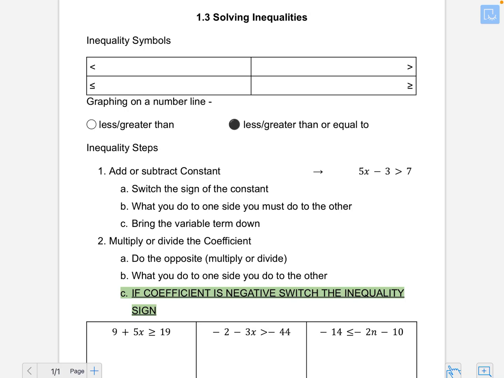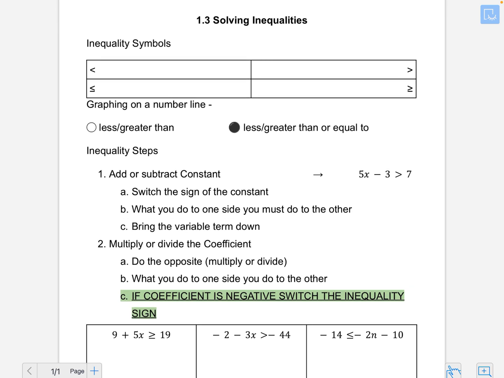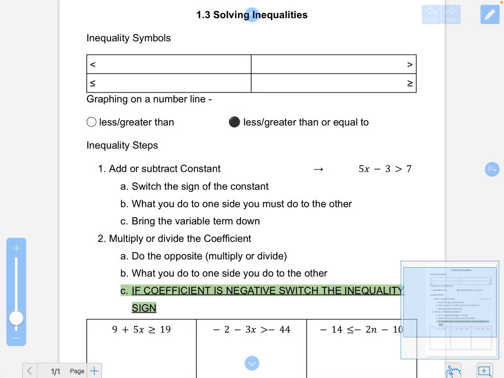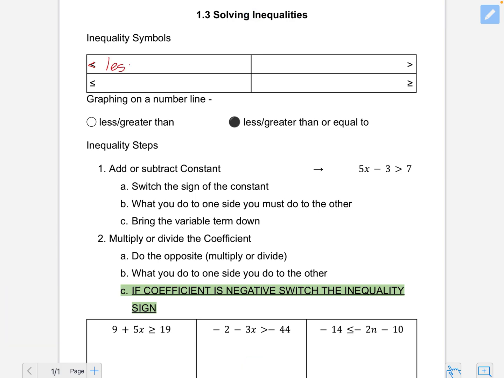Today we're going to talk about our 1.3 notes, solving inequalities. So the first thing that we're going to do is go over and remind ourselves of our inequality symbols. So if I have right here, I've got a symbol going to the left. This is going to be our less than symbol.